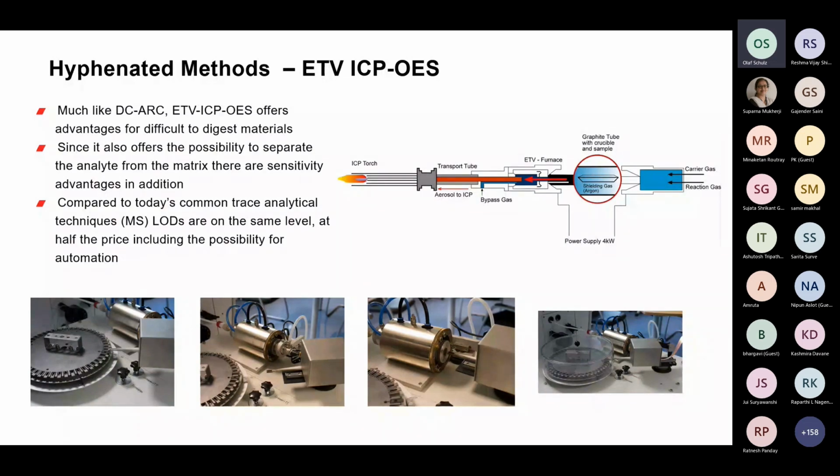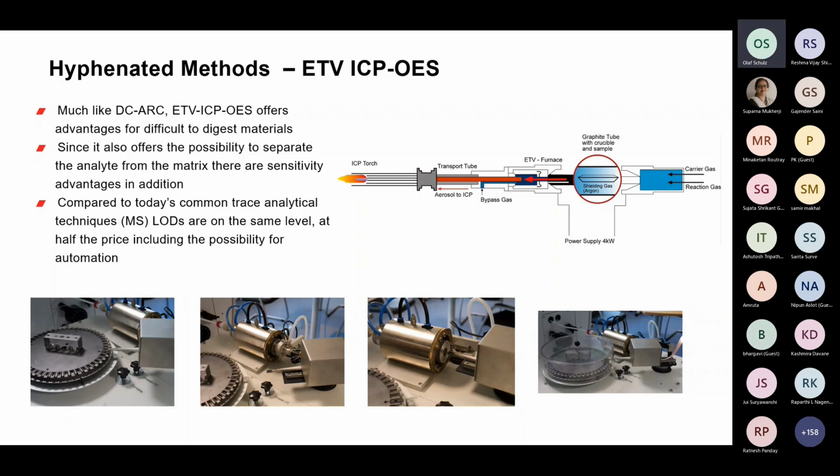So much like DC-arc, ETV ICP-OES shares the same benefit, and that is really no digestion required for the analysis. Again, particularly for samples requiring more complex digestion techniques, errors can be greatly reduced and time can be saved, since except for the weighing of the sample into a graphite boat, no further preparation steps are required.